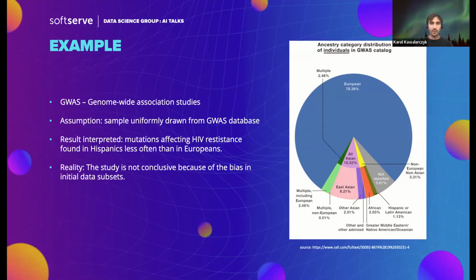The mutations affecting HIV resistance are found in Hispanics less often than in Europeans. That can be really misleading because it's quite obvious for us when we see the diagram that if you draw the sample uniformly, you get more Europeans than Hispanics. And if you compare the numbers instead of, for example, percentages of a specific group of people, you get a wrong answer because obviously you're going to get that Hispanics tend to be less HIV resistant in that form. The study is not conclusive because of the bias in the initial data set.